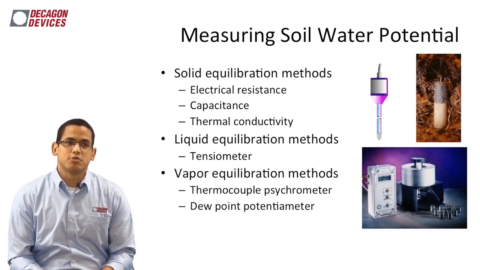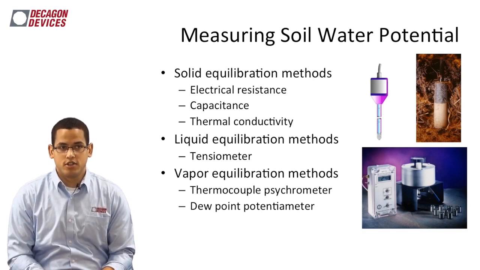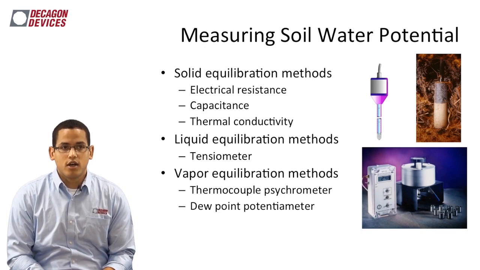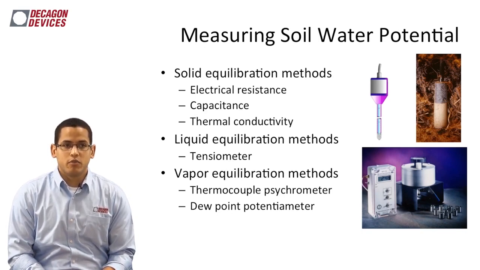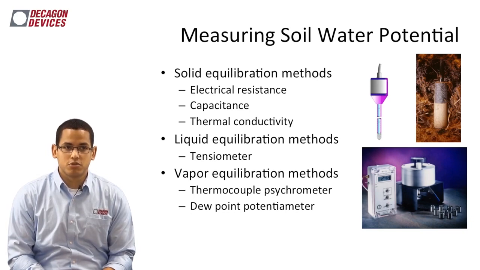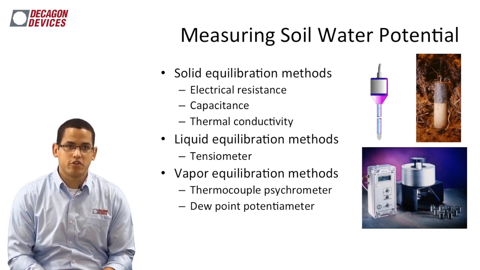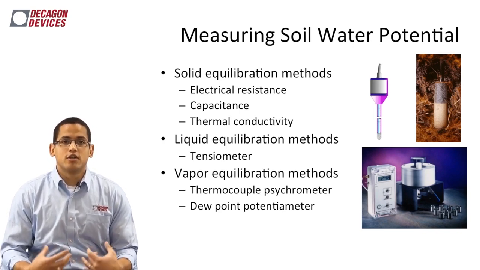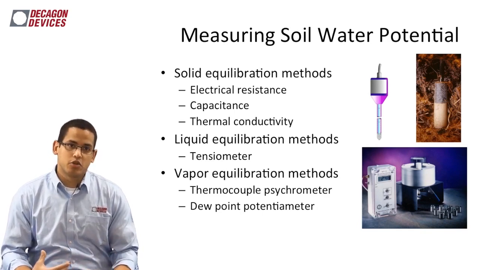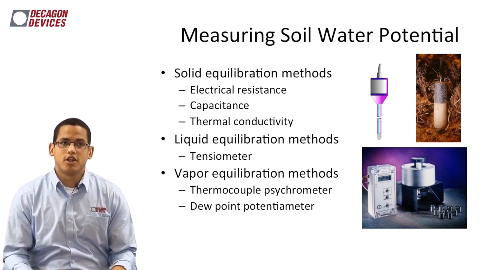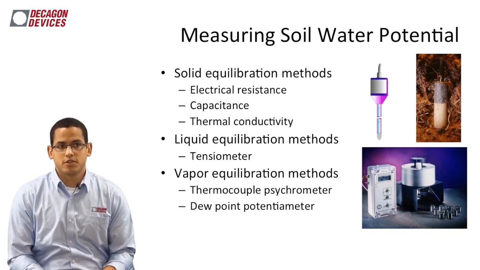And then last but not least, thermal conductivity method, where we again install a ceramic cup or a ceramic material into the soil, allow it to come into equilibrium, and we measure the thermal conductivity of this material, and we're able to use that measure to determine water potential. And with all three of those methods, it involves putting some sort of material into the soil, allowing it to come into equilibrium with the soil, and making some sort of measure of that material.